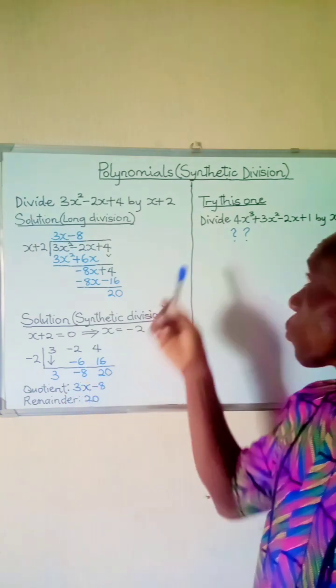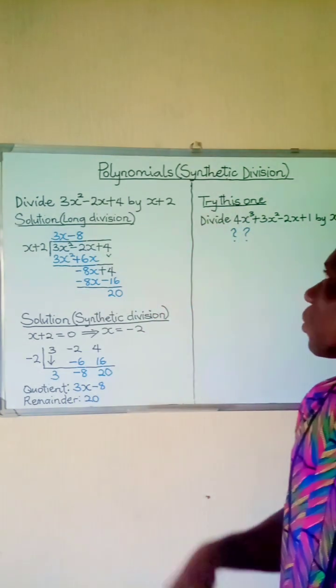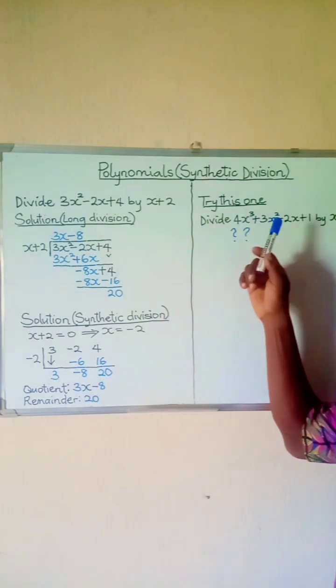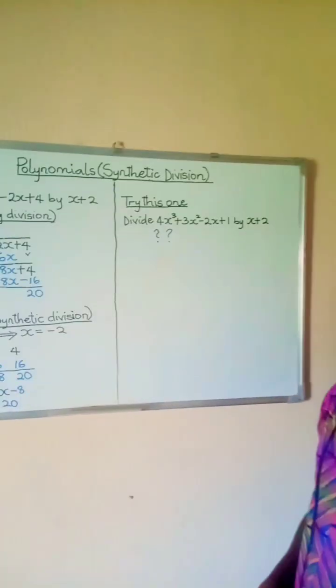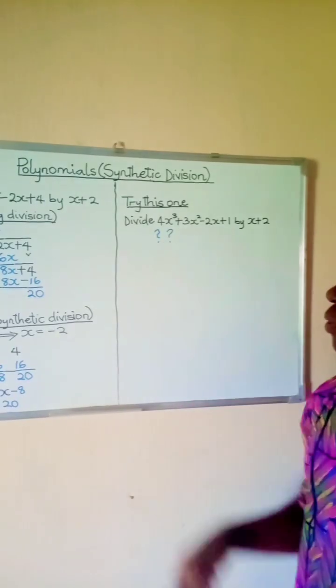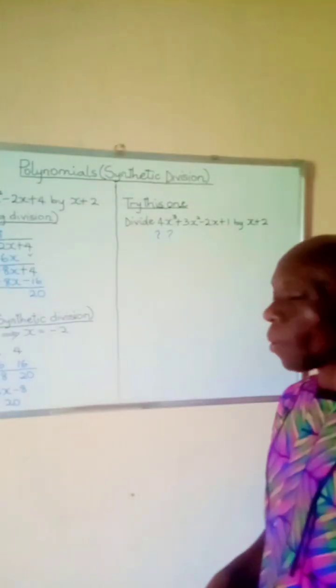I'd like you to try your hands on this one. You know, where we have 4x cubed plus 3x squared minus 2x plus 1. We are dividing by x plus 2. Do that division and then leave your results in the comment section.